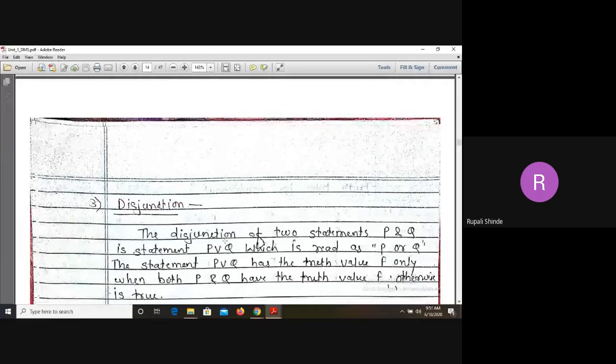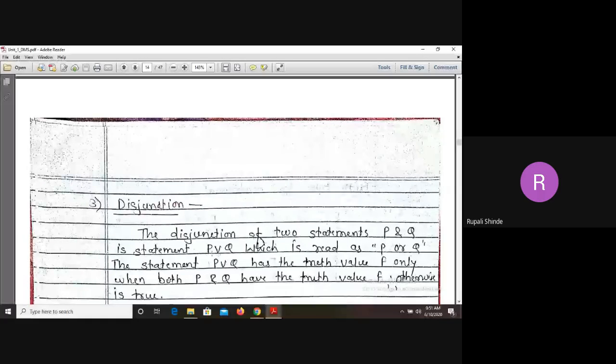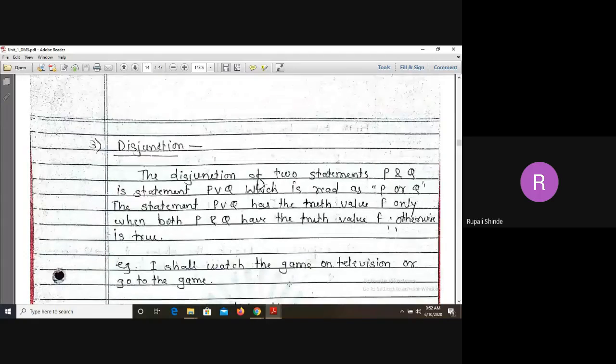Now the next one is disjunction. This is opposite to conjunction. The disjunction of two statements P and Q is a statement P disjunction Q, which is read as P or Q. So this is the symbol for disjunction. The statement P or Q has truth value false only when both P and Q have truth values false. Otherwise it is true. When P is having truth value F and Q is having truth value F, then only the final value for P disjunction Q will be F. Otherwise, it is true.